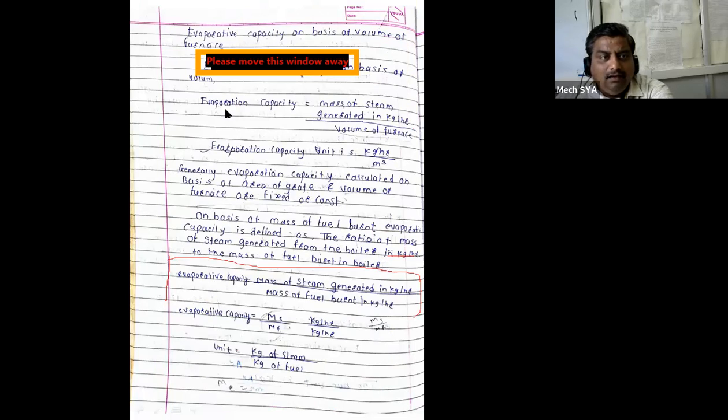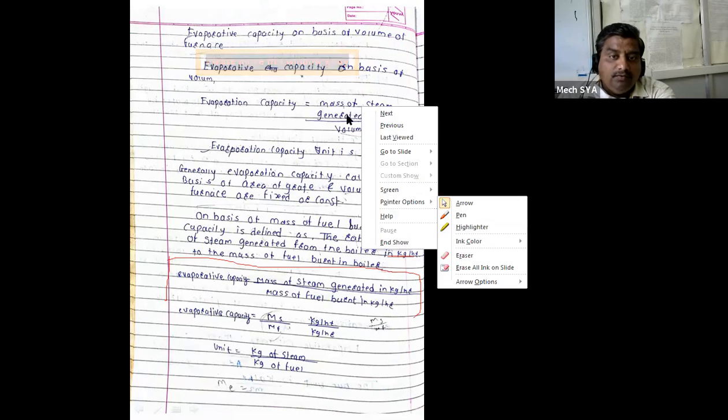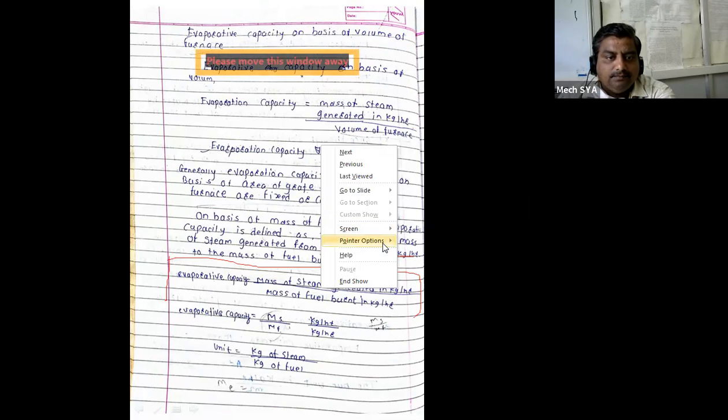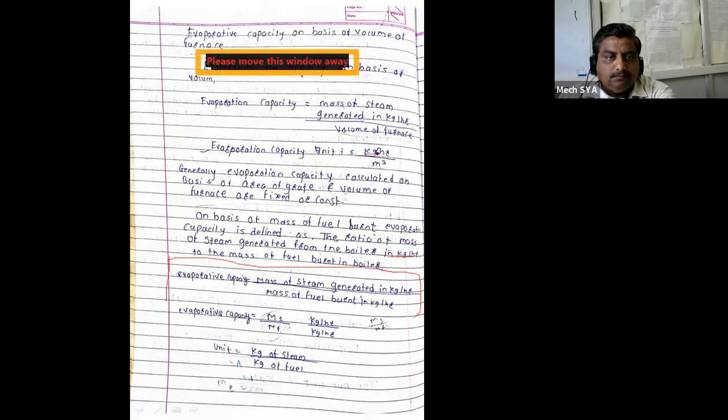Another is the evaporative capacity on the basis of volume of furnace. Again, it is the ratio of mass of steam generated in kg per hour to the volume of furnace. These two evaporative capacities, calculated on the basis of volume of furnace and grate area, will remain fixed throughout the life. So once we have calculated them, it is not necessary to calculate them again too much.